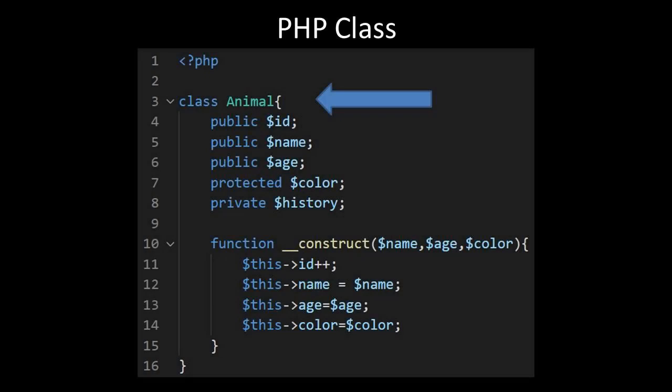In order to write a class in PHP, we use the keyword class, followed by the name of the class starting with an uppercase letter. Here we are defining a class called Animal.